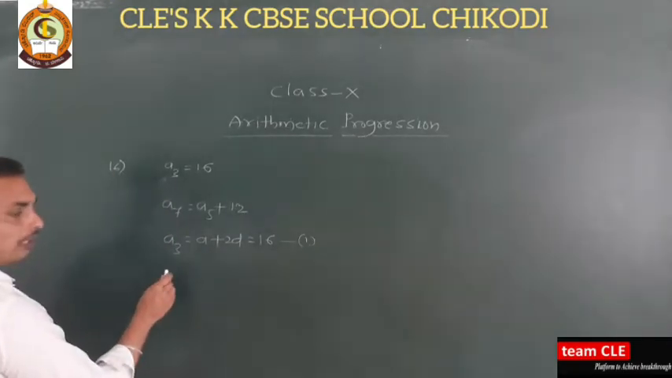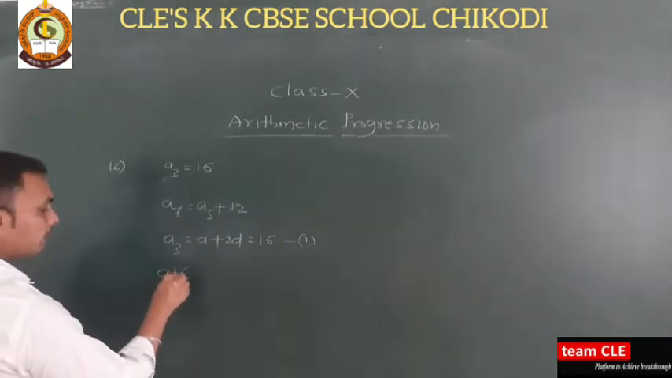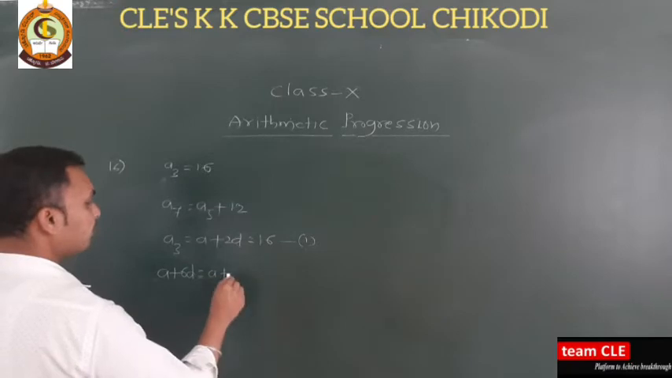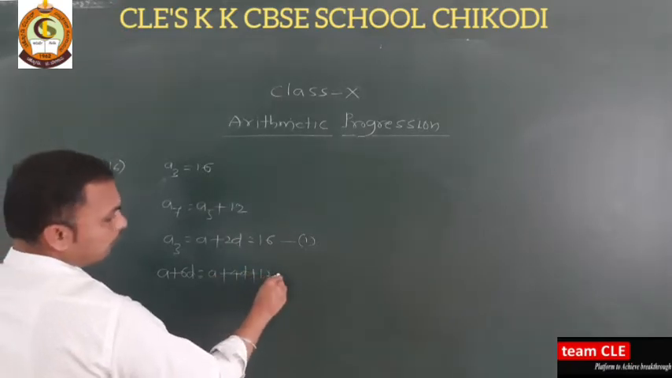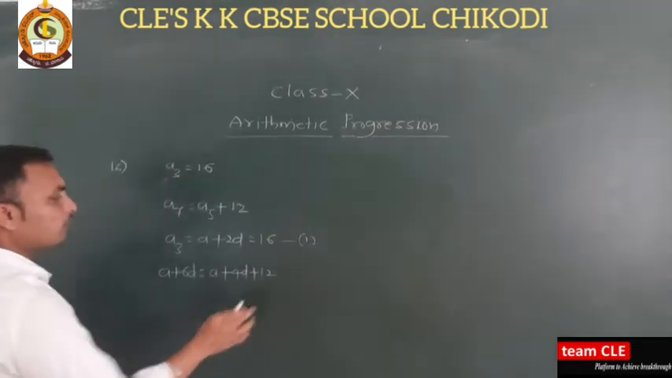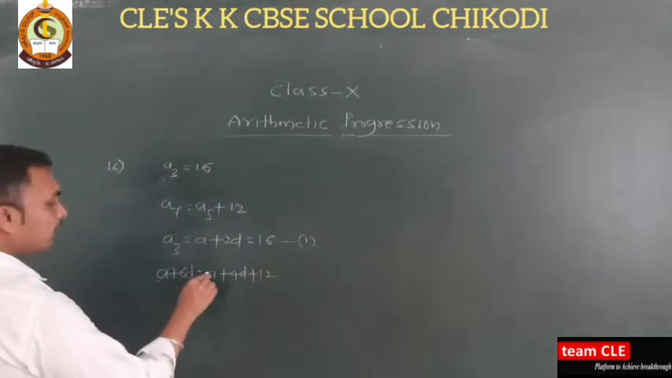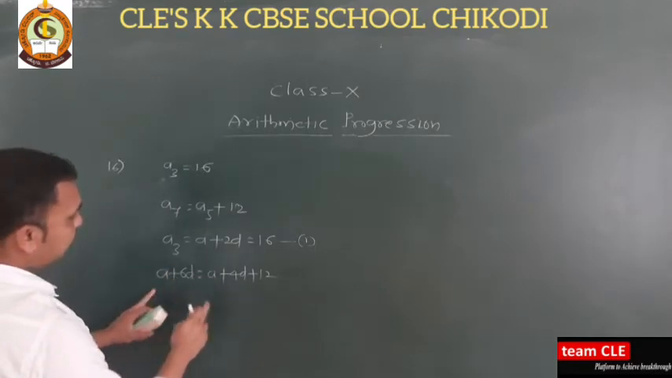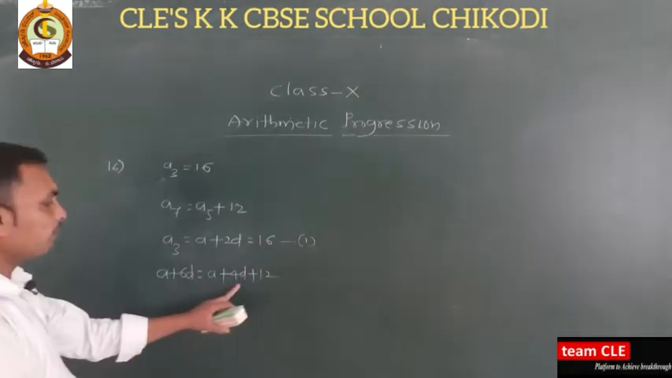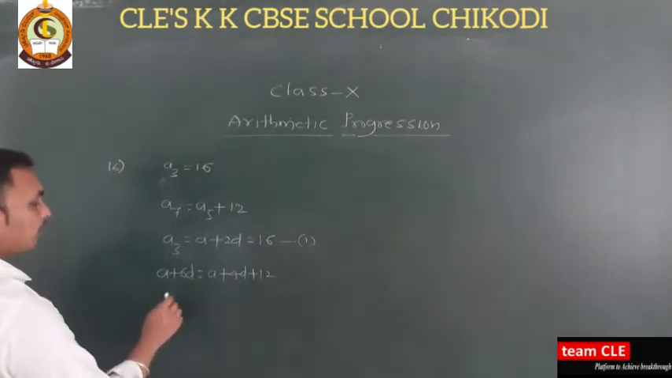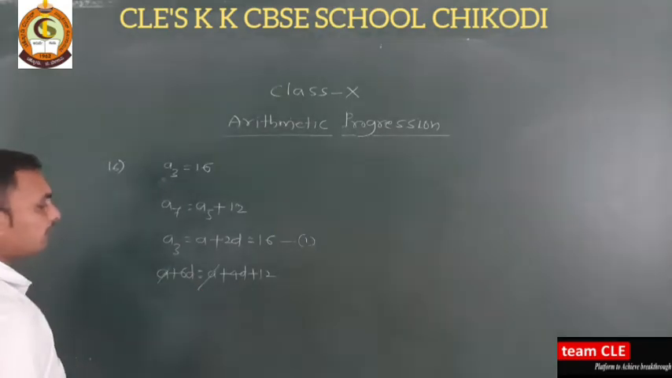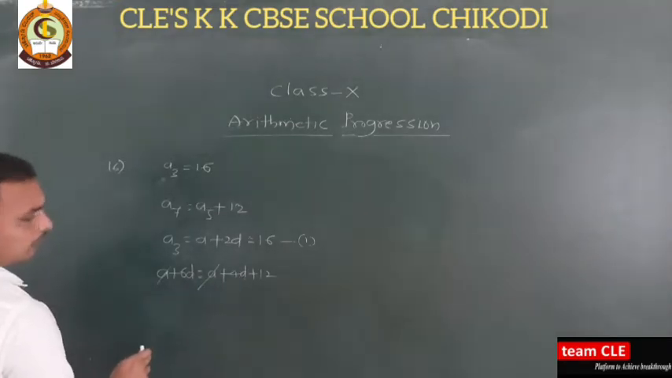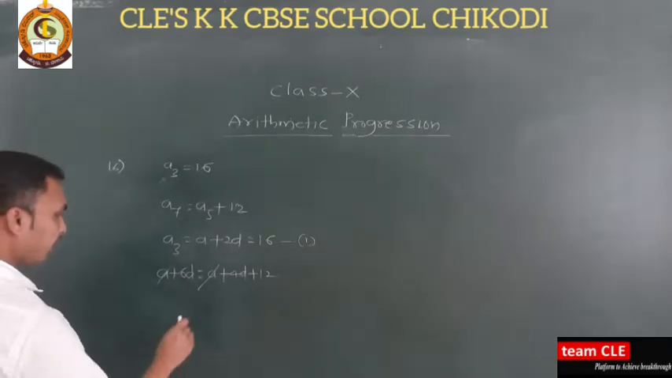Now this A7 we can write as a plus 6d, which is equal to A5, which we can write as a plus 4d, plus 12. Now this a and this a get cancelled here. Now we have 4d, so we can take this to this side.